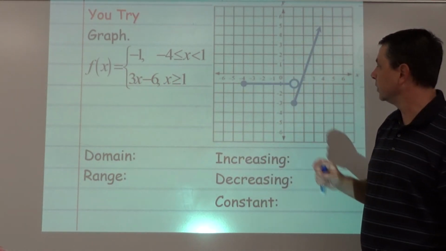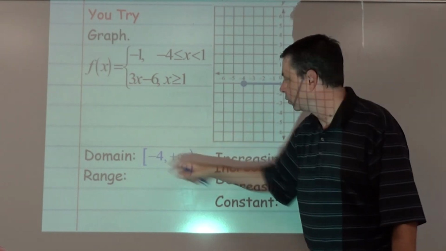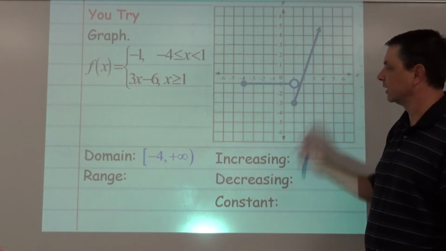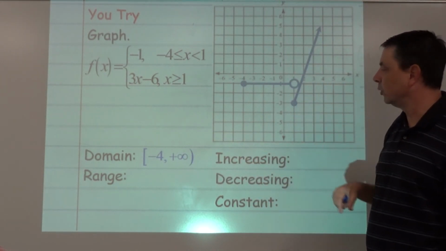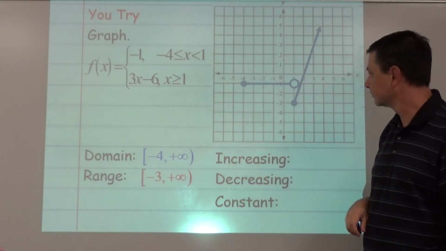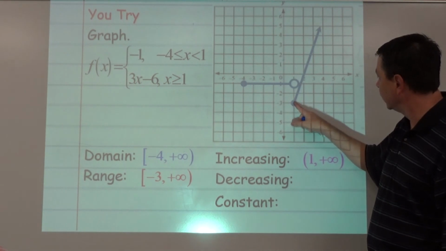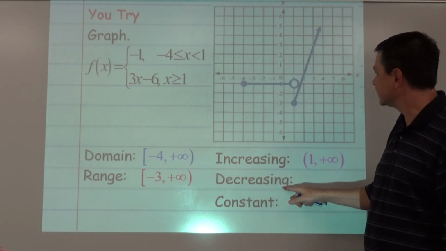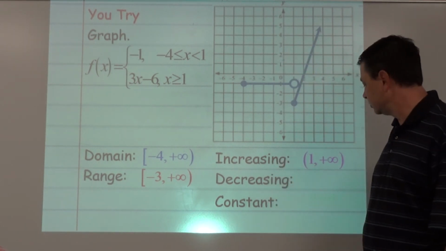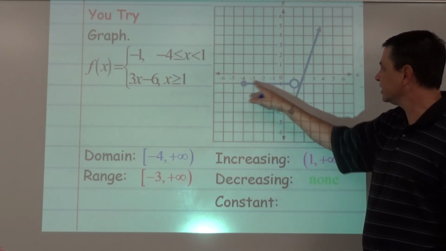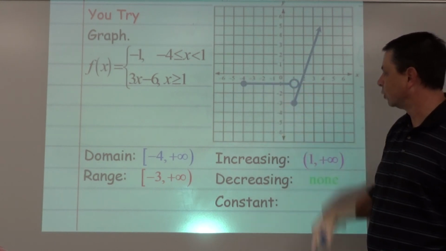So there we are. Domain starts at negative 4 and goes right forever. The range, the low point is negative 3. It's increasing all along here from 1 to infinity. It's never going down, so there's no decreasing section, but it is constant between negative 4 and 1.